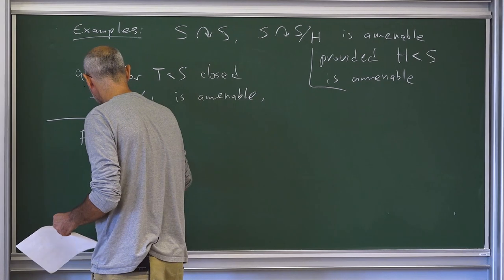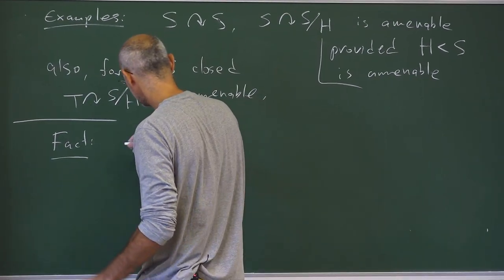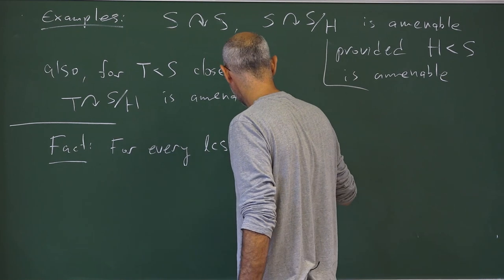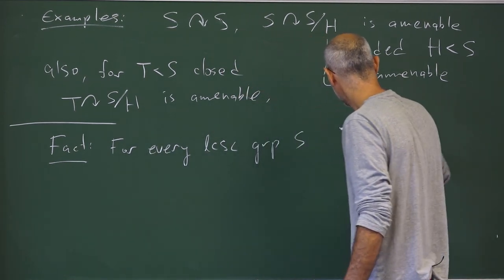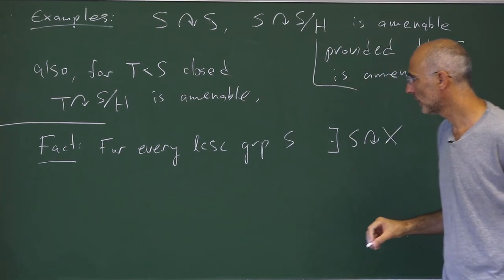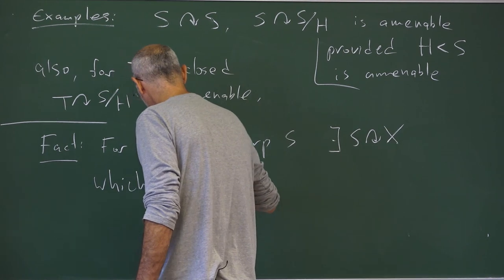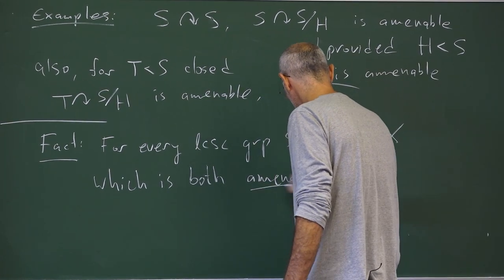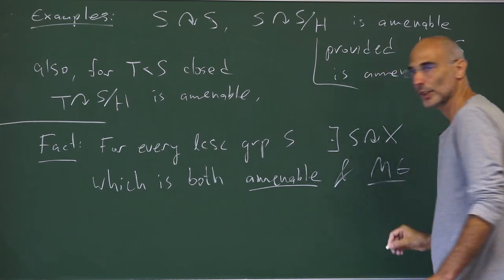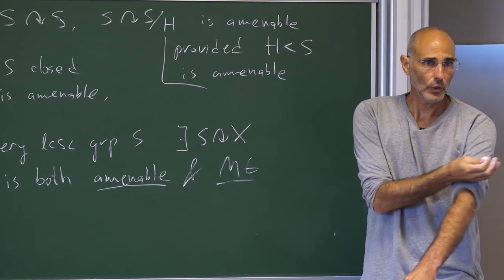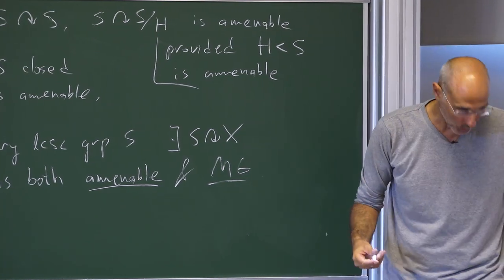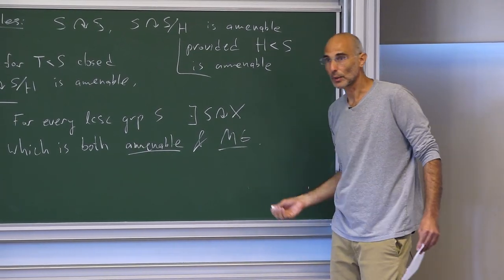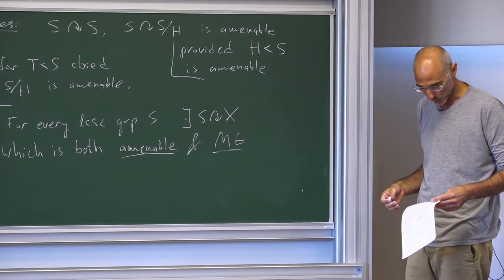Here's a fact which is very important for us. For every locally compact second countable group S, there exists X which is both amenable and ME, metrically ergodic. I don't want to go into the theory, but a way to construct such a space is using what is called the Furstenberg-Poisson boundary. The Furstenberg-Poisson boundary will have these properties, and in fact, a bit more.